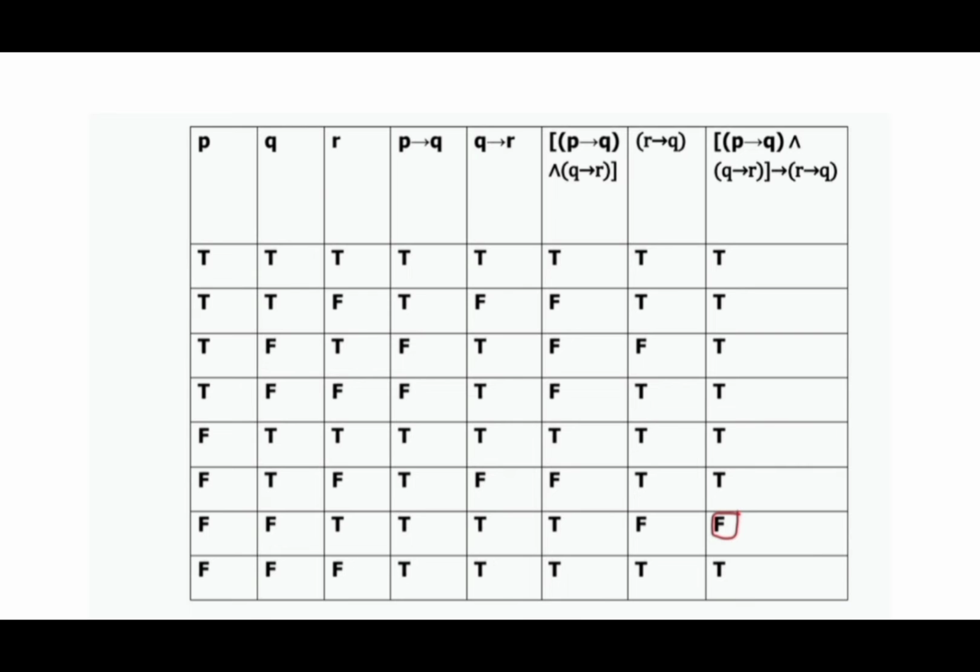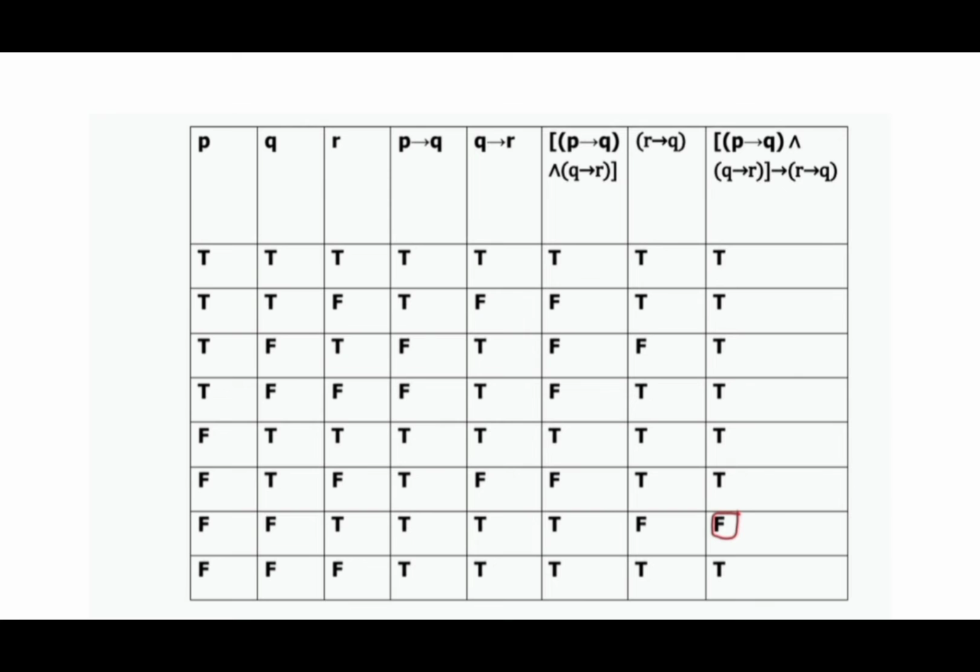We look at the P column and the Q column. True, true is true. True, false is false. False, true is true. False, true is true. False, false is true. And false, false is also true.